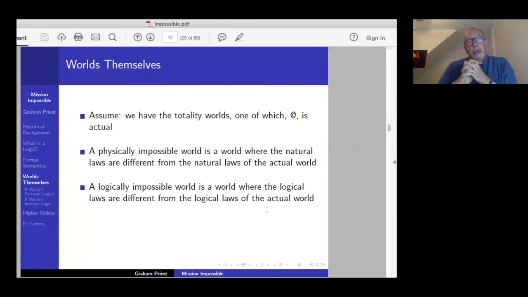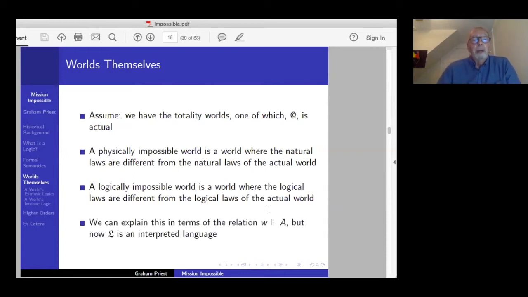So what makes something a logical law of a world, as opposed to, if you like, a sort of contingent universal generalization? That's the hard problem. So that's the problem that I need to really get stuck into. Now, what I'm going to do is explain what a logical law is. And again, I'm going to define it in terms of the relation W forces A, that is, A holds at W.